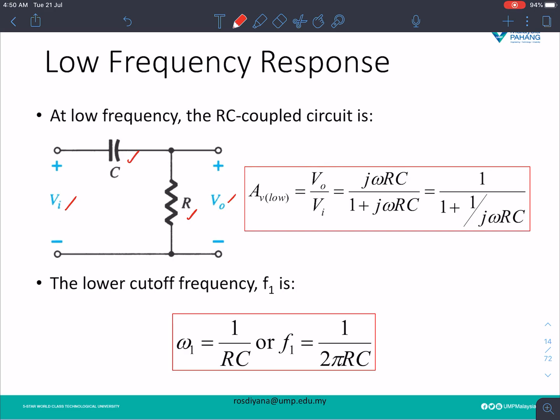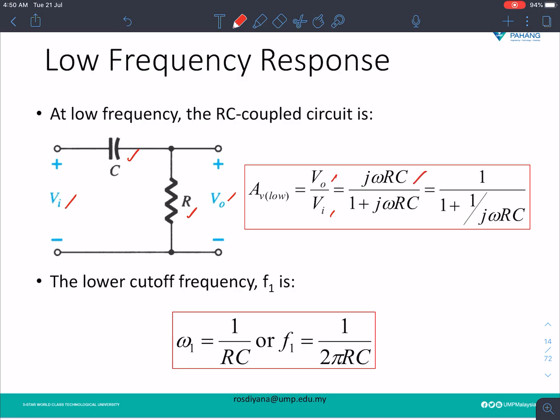So during the low frequency response, from this circuit, we get the derivation of the equation like this: V out over V in equals j omega RC divided by 1 plus j omega RC, and finally we get this equation. From this equation, the lower cut-off frequency is omega 1 equal to 1 over RC, or F1, which is the frequency, is equal to 1 over 2 pi RC. Normally we want to find the frequency during the low frequency response. So this is what we want to find.